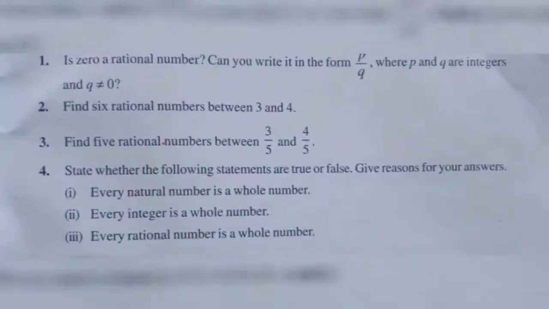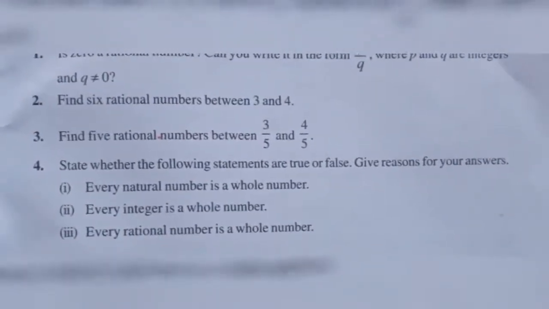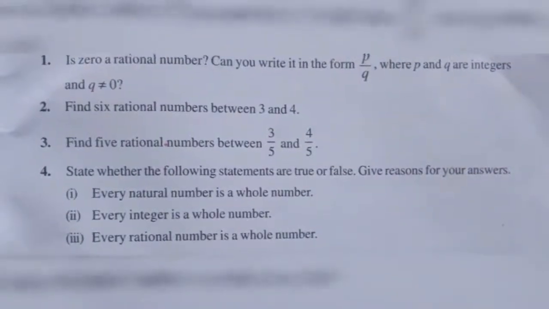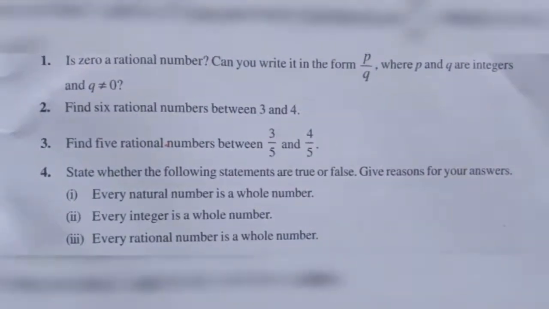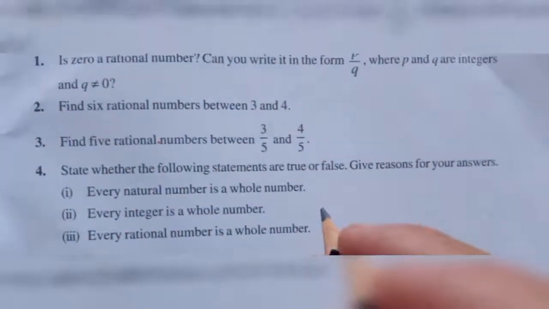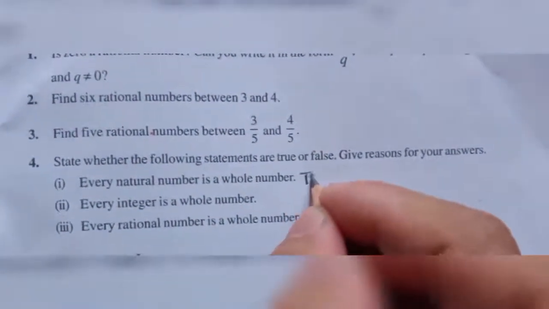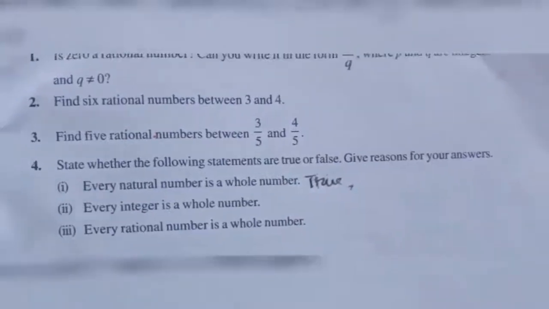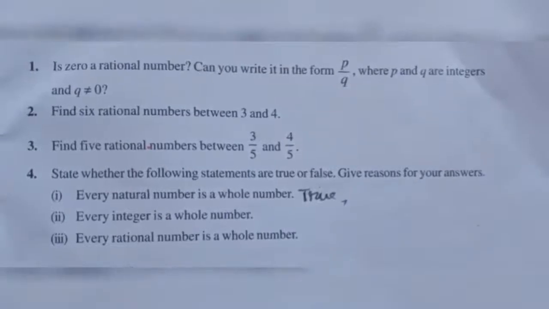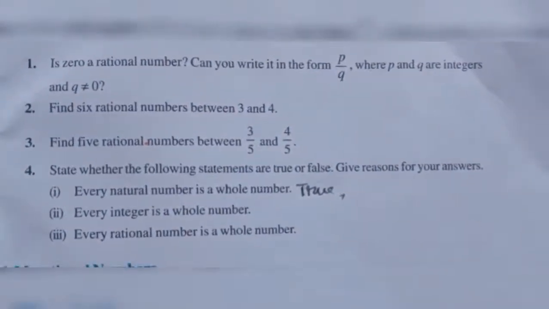Exercise 1.1, question number 4. State whether the following statements are true or false. Give reason for your answer. Roman number 1. Every natural number is a whole number. This statement is true because the collection of whole numbers is made up of 0 and the natural numbers.